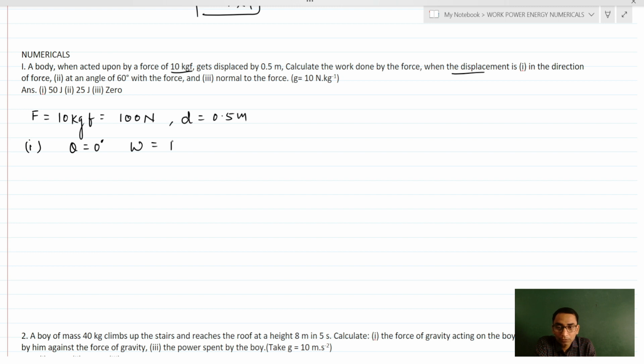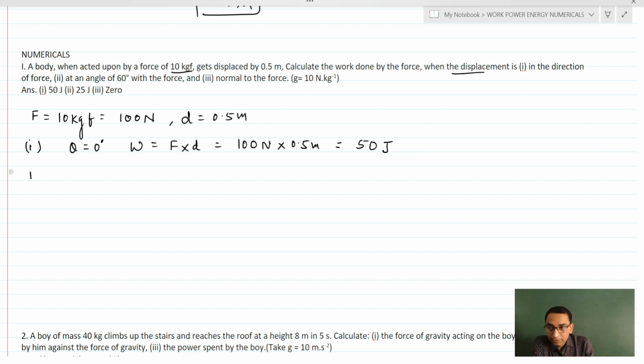Under that situation, work done is equal to force into displacement. So 100 Newton times 0.5 meter. This answer turns out to be 50 Newton meter, that is joules. So please understand, I have seen many students who directly multiply 10 kgf into 0.5, and they land up in trouble. Please note that the work done unit is joule only if the force is in Newton instead of kgf. So you need to convert kgf into Newton and then find out the answer.